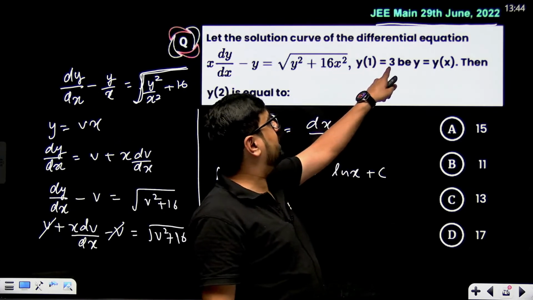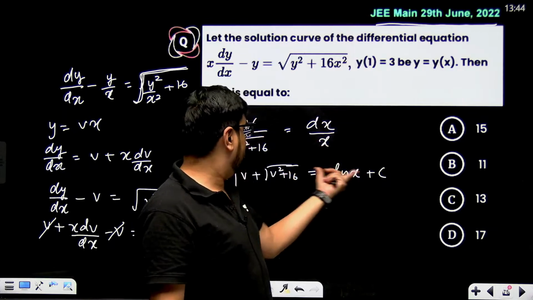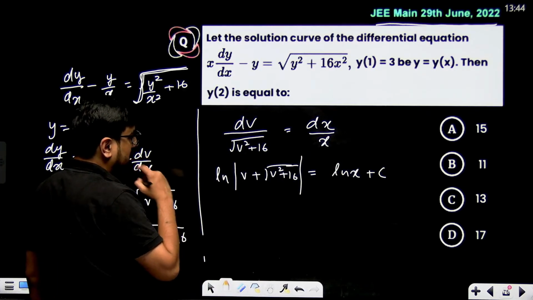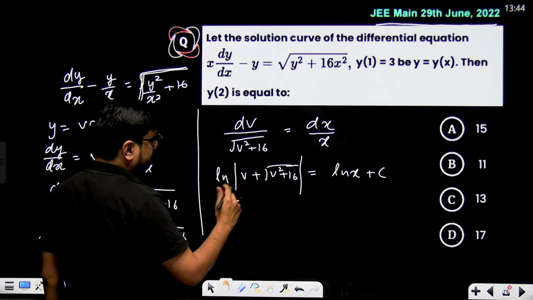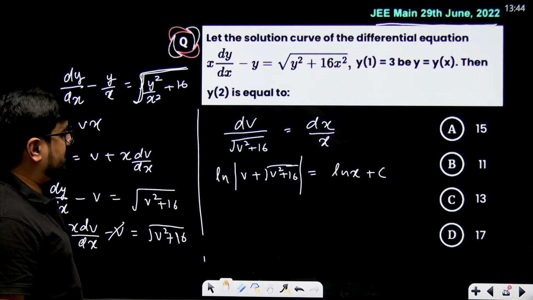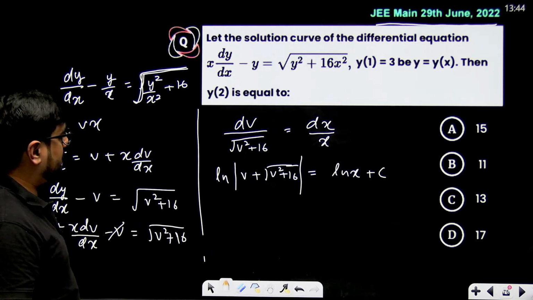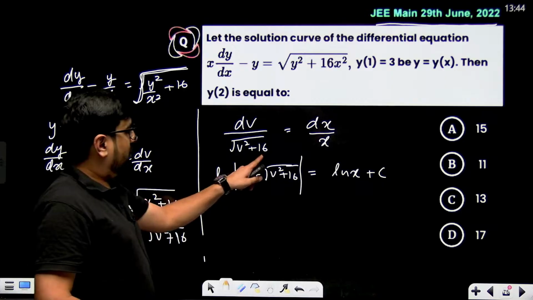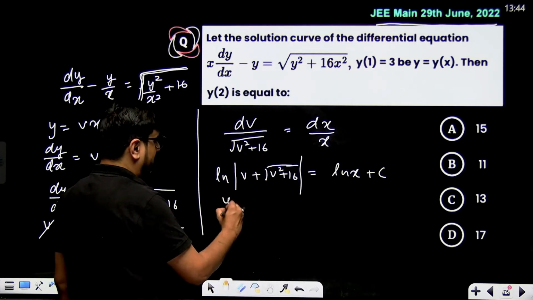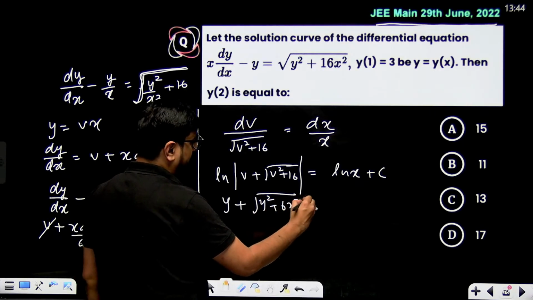y of 1 is given equal to 3. So you can substitute 3 comma 1 and find the value of c. But before that, v also will have to be resubstituted. v was y by x. So if we substitute, what are we going to have? y plus square root of y square plus 16x square, right?